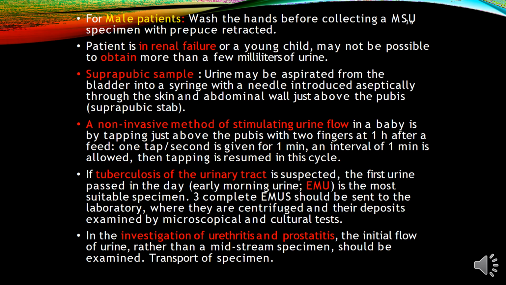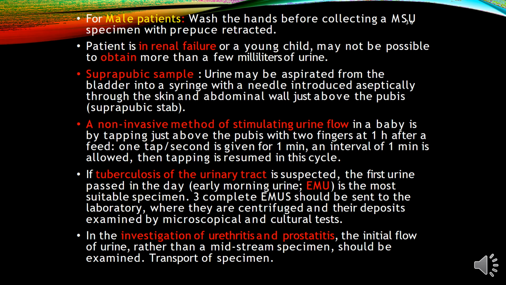Patients with renal failure and young children may not be able to give that much sample, so a few milliliters of urine is collected. Suprapubic sample: urine must be aspirated from the bladder using a syringe with a needle introduced aseptically through the skin and the abdominal wall just above the pubis, that is the suprapubic stab.